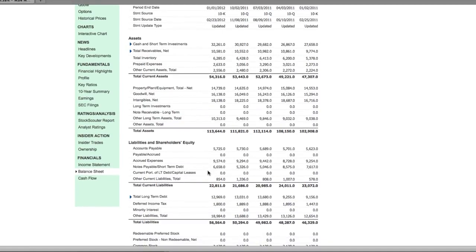As we go down, we can see the total liabilities right here, which is $56 billion. So just looking at that, we can see the total assets are almost double what the liabilities are. And that's a good thing.